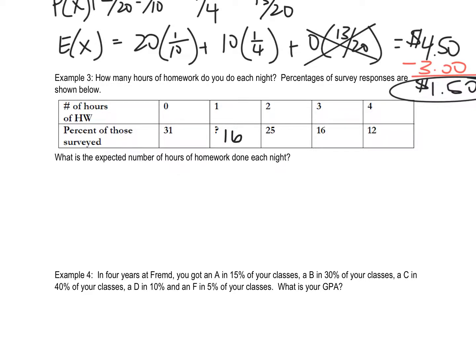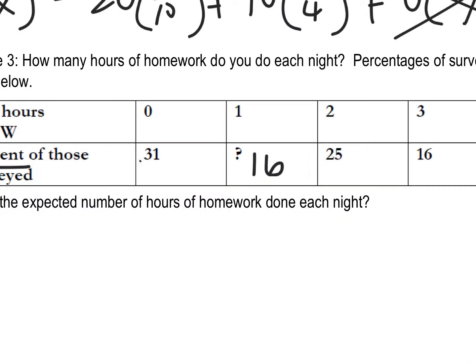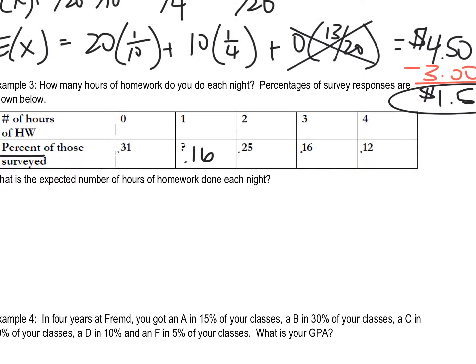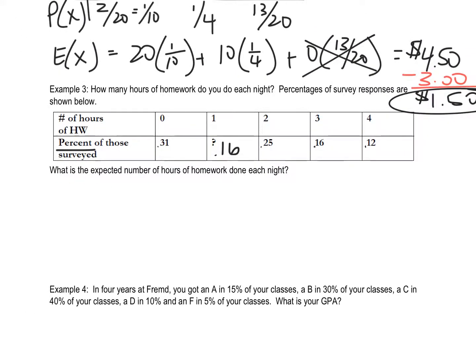And just be careful because these are percents. I'm going to change all of these to decimals so that I don't screw up my math. This is 0.16, 0.12, etc. So add those decimal points in since those are percents. What is the expected number of hours of homework done each night? Go ahead and do your E of X formula just like this and come up with an expected number of hours of homework each night done by all these people.